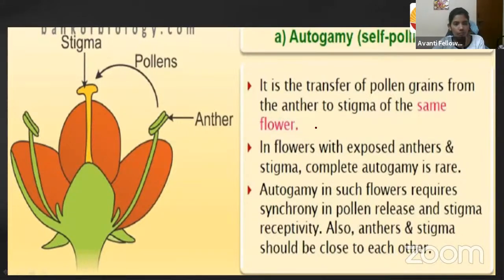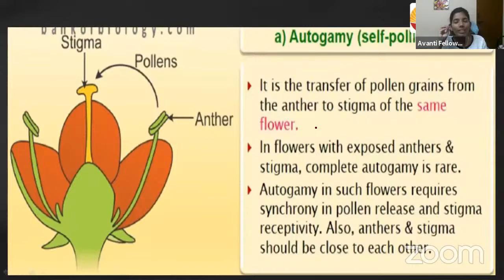If a pollen goes to the stigma of a different flower, that is cross-pollination. If the pollen goes to the stigma of another flower, that is cross-pollination. If it is taking place in the same flower, then only that is self-pollination, okay?